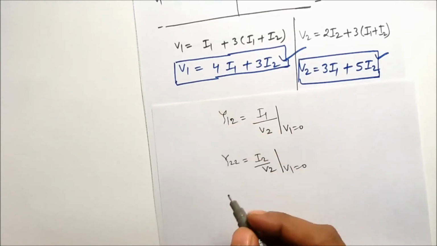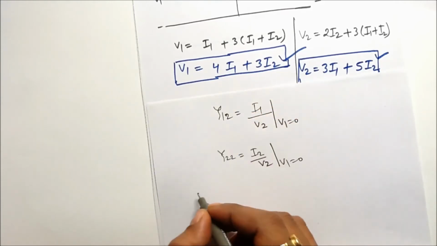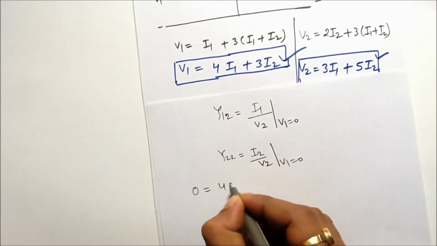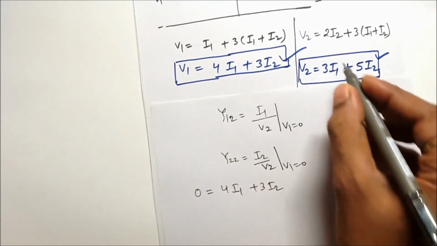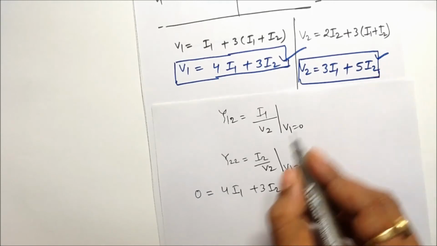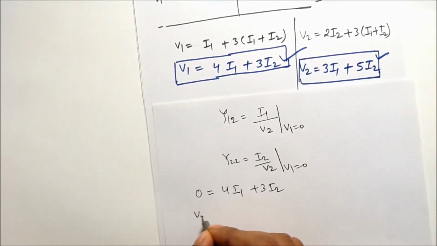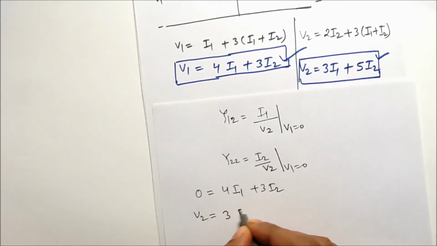Put V1 equals 0, so 0 equals 4I1 plus 3I2. V2 is not present in this equation, so the equation will remain as it is.